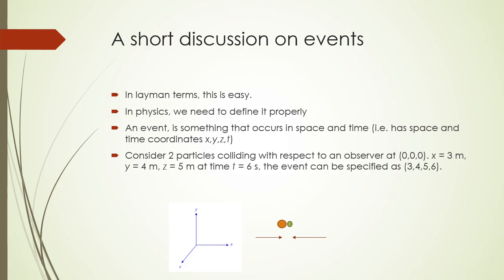An event is something that occurs at a particular time and a particular space. So an event is something like the start of the birthday party at 8 a.m. at VJC. Then it is well defined. It has space axes, x, y, z, and it has a particular time coordinate as well. So let's say I have two particles colliding, and their collision is specified at x equals 3, y equals 4, z equals 5, and the time is at 6 seconds from some arbitrary starting time. So it has a coordinate 3, 4, 5, 6. So this is an event in physics.